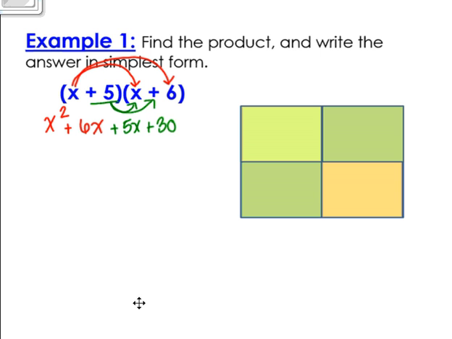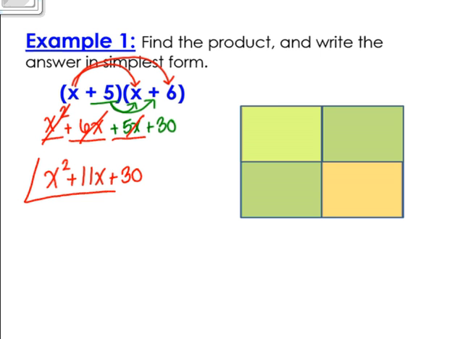I need to clean this up and write the answer in simplest form, which means combining like terms and writing it in standard form, which means biggest exponent to smallest exponent. So I'm going to start with the x squared. It's the only x squared term I have, so it just comes down. Then I have a positive 6x and a positive 5x, which gives me a positive 11x. And then I have a positive 30, which doesn't have any like terms, so it just comes down. So this is my final answer.